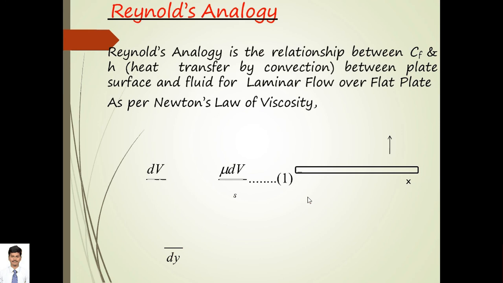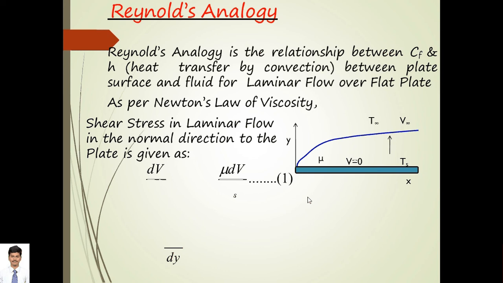So Reynolds analogy. In the previous forced convection also we had studied Reynolds analogy. Reynolds analogy is the relationship between Cf and h, that is heat transfer by convection between the plate surface and fluid for laminar flow over a flat plate. From Newton's law of viscosity, we have shear stress in laminar flow in the normal direction given as tau s is equal to mu dV upon dy, that is dy is equal to mu dV upon tau s. Let's say it's equation number 1.